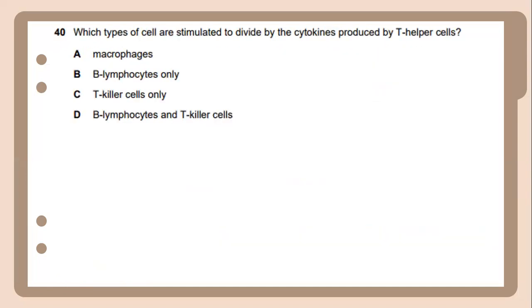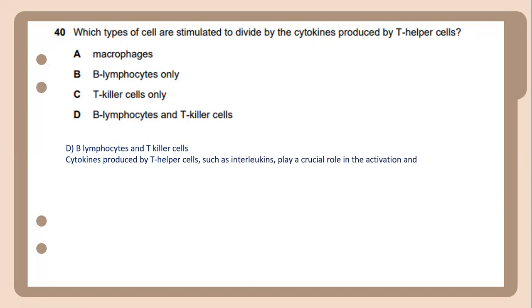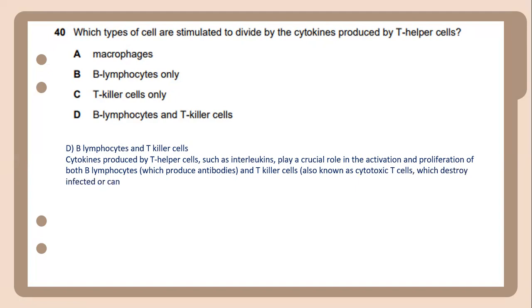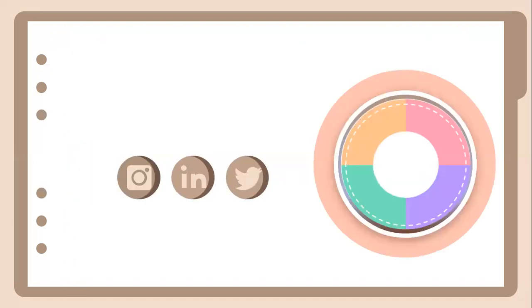Which type of cells are stimulated to divide by the cytokines produced by T cells? The answer would be D, B lymphocytes and T killer cells. Why? Because cytokines produced by T helper cells, such as interleukin, play a crucial role in the activation and proliferation of both B lymphocytes, which produce antibodies, and T killer cells, also known as cytotoxic T cells, which destroy infected or cancerous cells. The answer will be D.